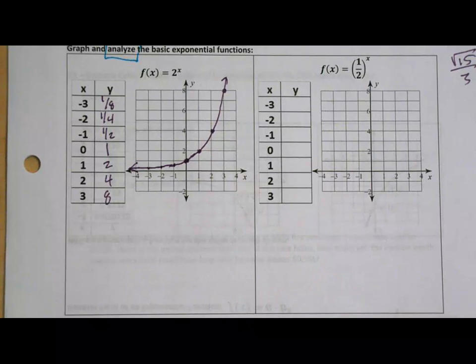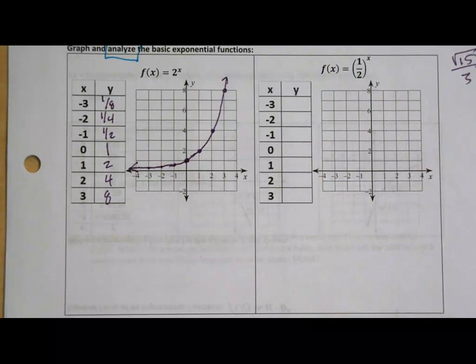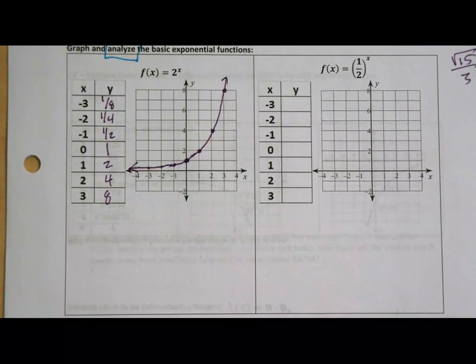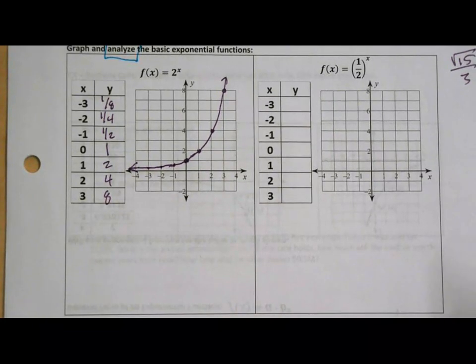All right. Let's practice our analysis skills. Where should we start? We got a lot of stuff we can analyze. We did domain and range a bunch last time. Let's do domain and range.